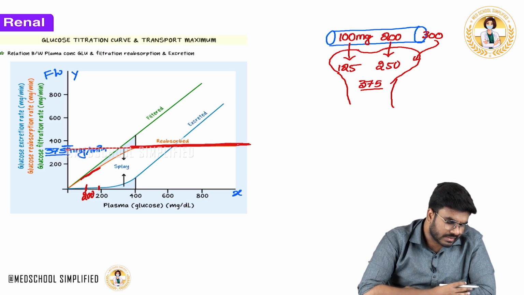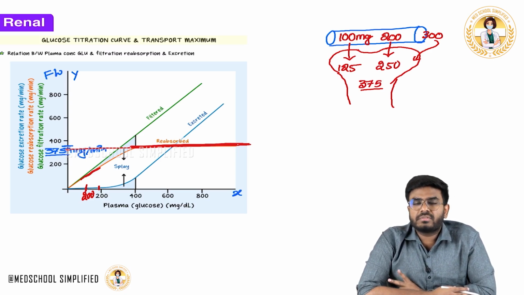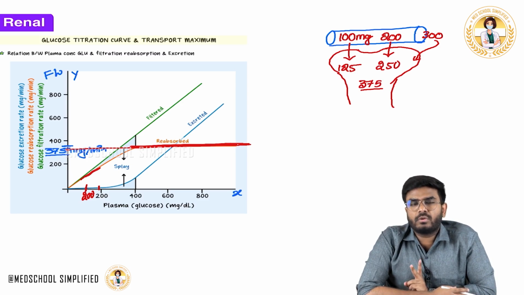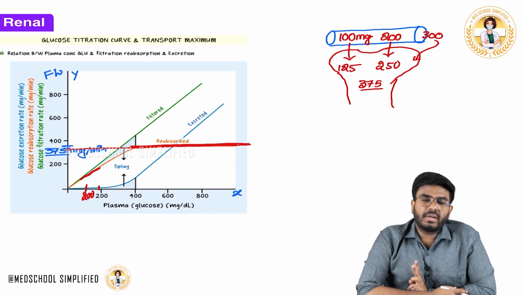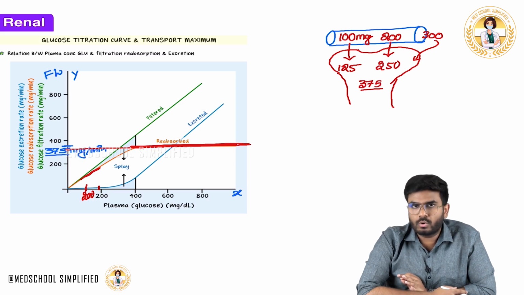So these are some important points regarding the glucose titration curves. Two important values: the renal threshold for glucose is 200 milligrams per deciliter plasma glucose concentration, and the transport maximum for glucose is 375 milligrams per minute filtered load. Beyond that value, no more glucose will be reabsorbed; all the glucose will end up in the urine.